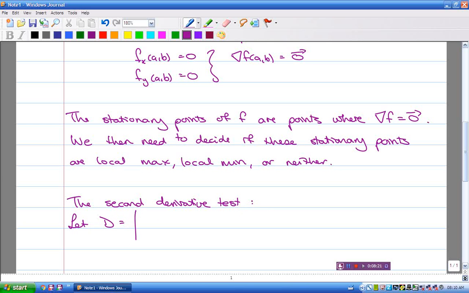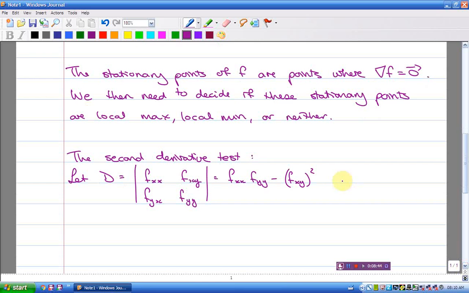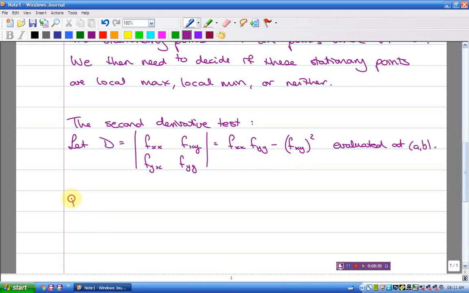The second derivative test looks like this. Let big D equal the determinant of this matrix, which is a derivative matrix, but it's a matrix of the second derivatives. So if we work that out, it'll be fxx times fyy minus fxy squared. And then we evaluate that at the stationary point we've managed to find, at (a, b).